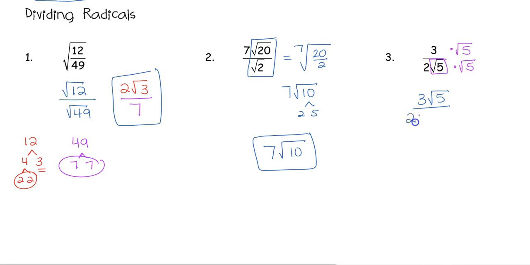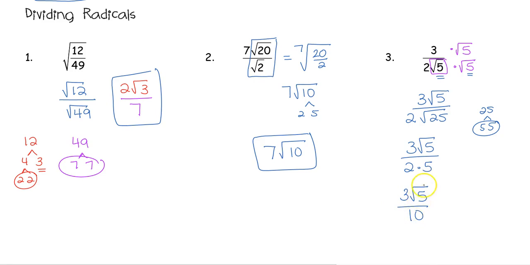We have a 2. 5 times 5 is going to be the square root of 25. The square root of 25, that's a perfect square. 25 is just 5 and 5. So that becomes 3 root 5 all over 2 times 5. And the whole reason why we multiplied by root 5 was to make a matched pair so that I no longer had a radical. So we've got 3 root 5 all over 10.